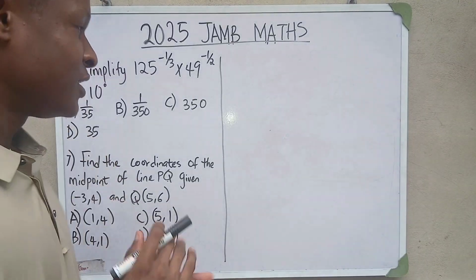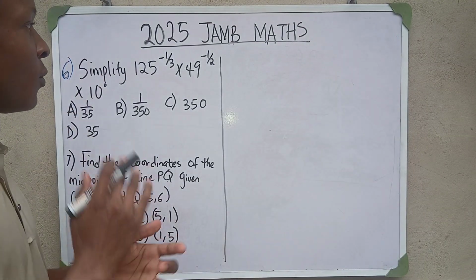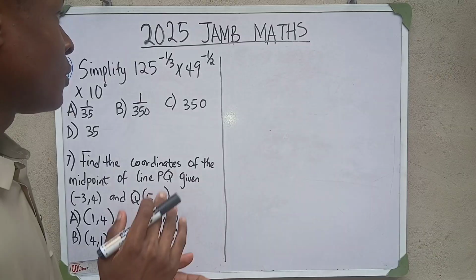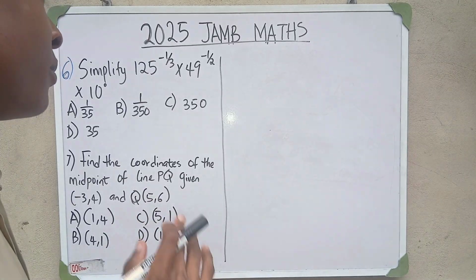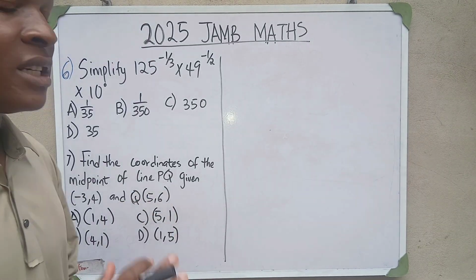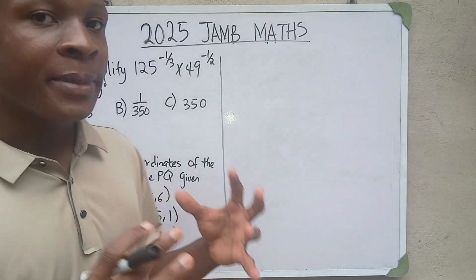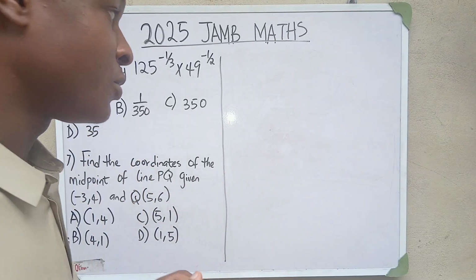So here we have the sixth question. It says simplify 125 raised to the power minus 1 over 3 times 49 raised to the power minus 1 over 2 times 10 raised to the power 0. So we are going to apply the laws of indices in solving this question.